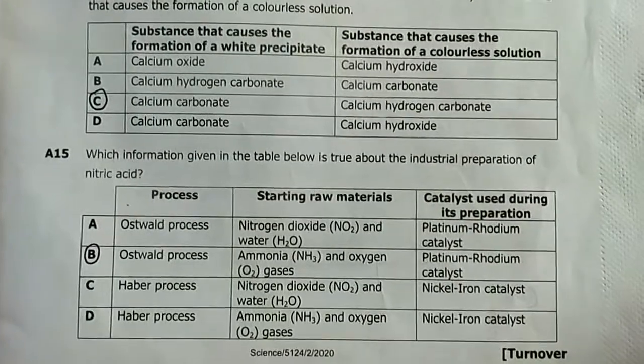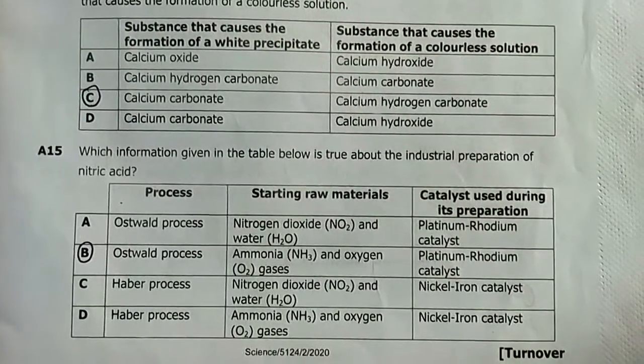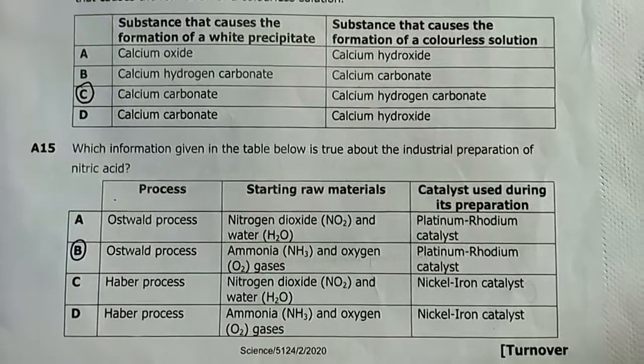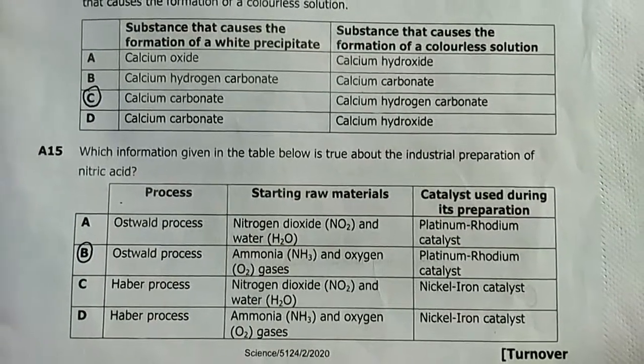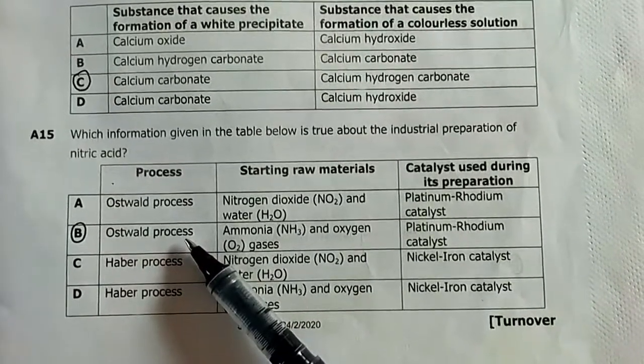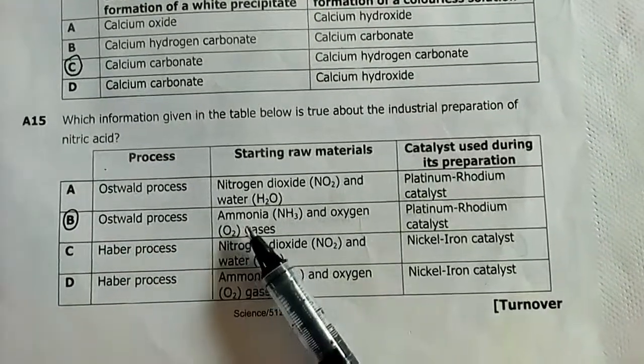Number 15, which information given in the table below is true about the industrial preparation of nitric acid? Nitric acid is produced by the Ostwald process. The Haber process is ammonia. Ostwald process is nitric acid. And then we look at what follows.